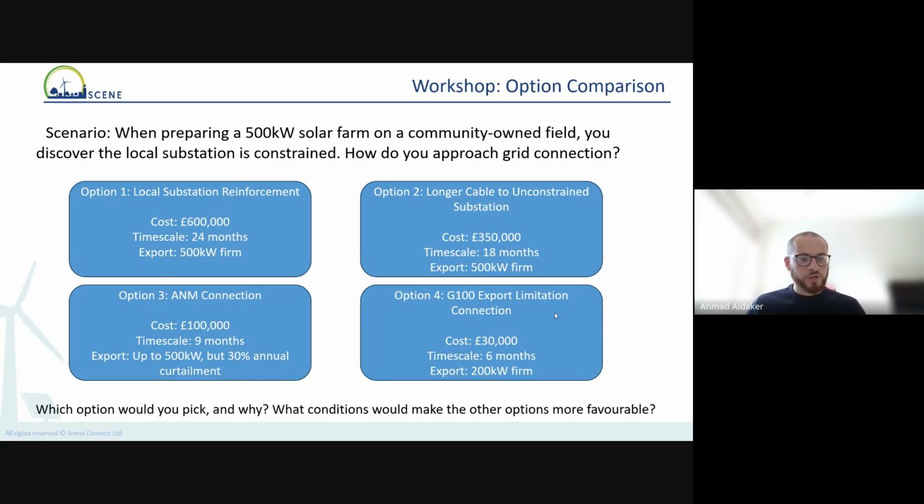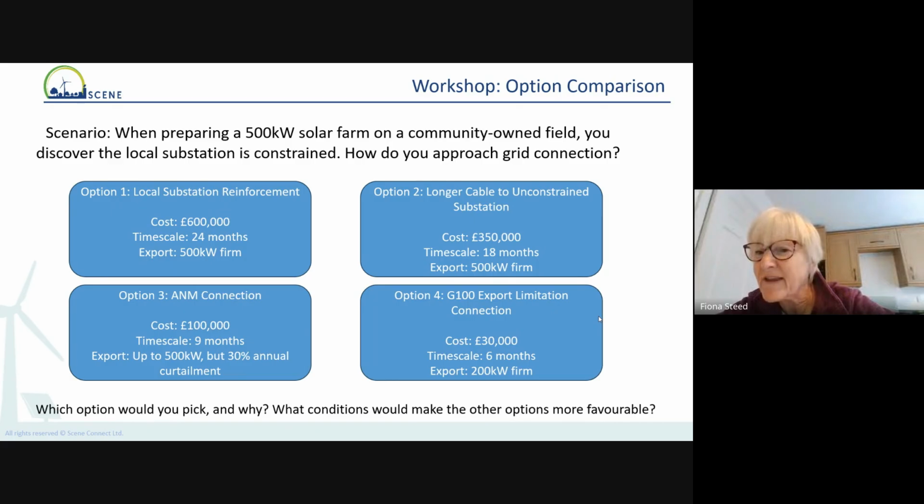So we have 4 options here. First one is local substation reinforcement. Then you have installing a longer cable, active network management systems, and a 200 export limitation connection. So we're still having thoughts on how we can proceed with this. What stands out as perhaps the best option, particularly for the scale of capacity, this 1,000 kilowatts? Do you have any ideas?